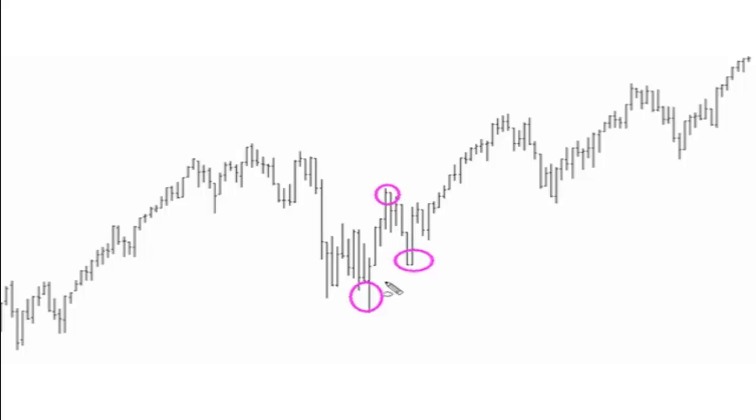Who's in control? Buyers, right? Market runs back up, creates a major higher peak, comes back down, creates a major higher trough, comes back up, creates a major higher peak, comes back down, creates a major higher trough. We'll talk more about these swings a bit later on as well, and how you can identify these, and identify where we're likely to pause, okay?